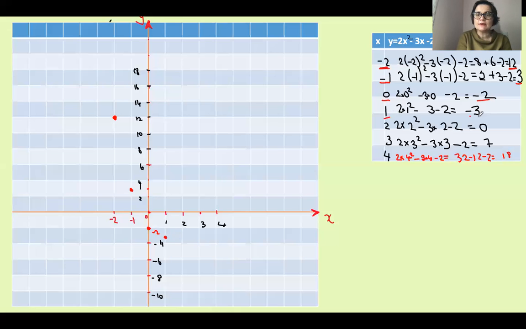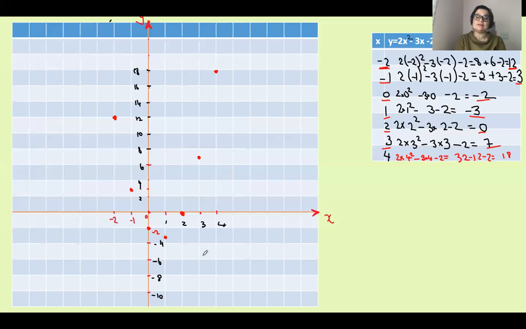Okay. And then 2, 0. So it's this point here. We finished with 2, 0. Then 3, 7. So 3, 7 is going to be this point here, right? And then 4, 18. Go up, up, up, and stop at 18. We have now all the points that we need.